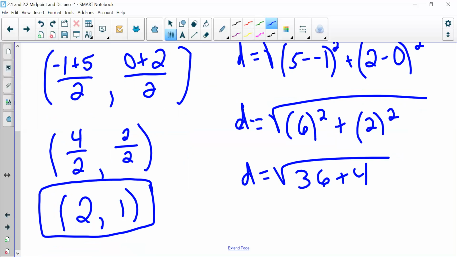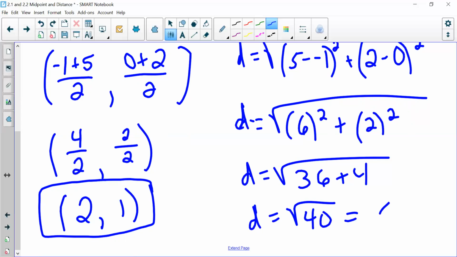So I end up with the square root of 40. And then you will want, for now, to know what that looks like as a decimal. So you will want to do square root of 40 on your calculator. And let's just round to 2 decimal places.